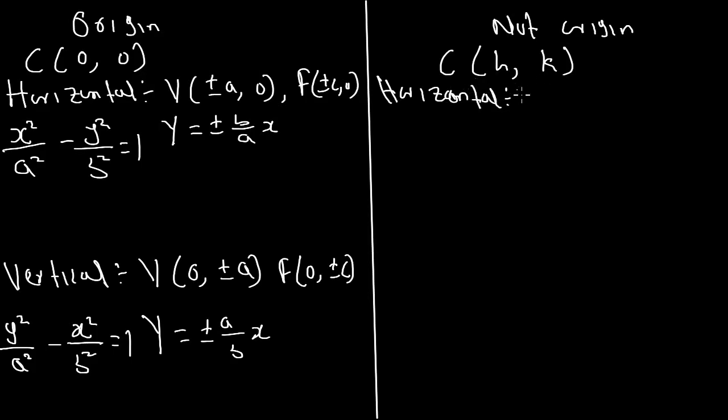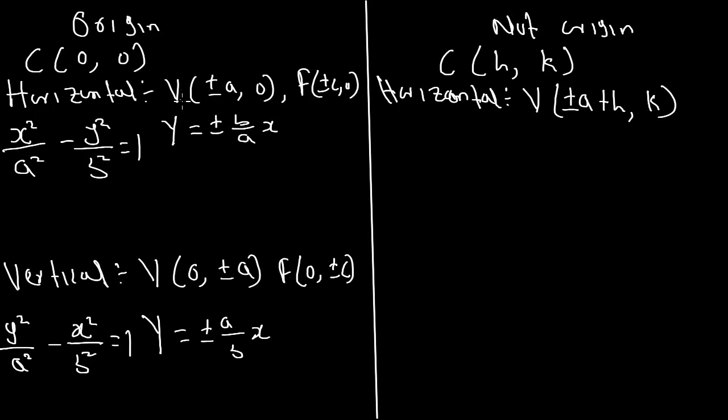Very, very important. This is what changes. This corresponds to the value along the y-axis, and this corresponds to the value of the x-axis. So, what do you want to do? Just take the center and add this to those coordinates. Simple as that. Which means for the vertices, that will be plus or minus a plus h, 0 plus k, that's k. You get the vertices. That's all, simple as that.